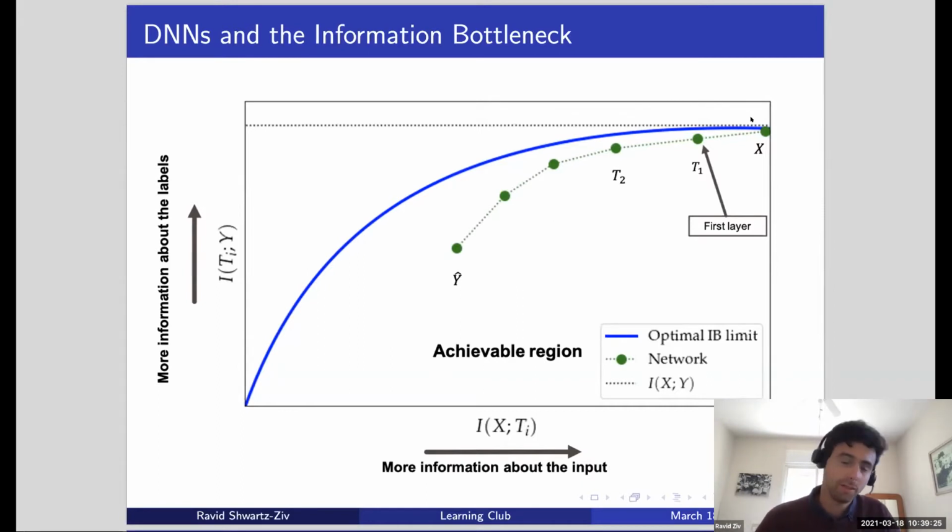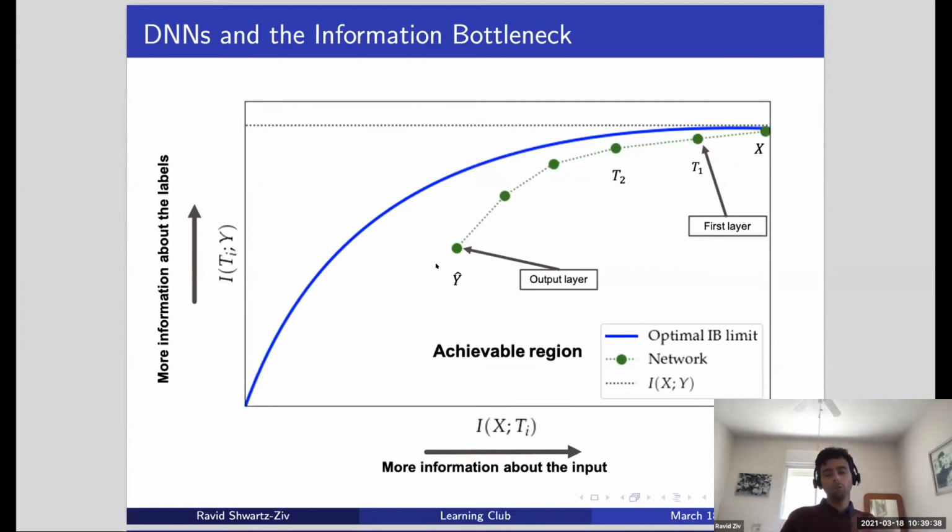So, for example, this is a network with five layers, and this is the first layer in the network, and this is the output layer in the network. And we know from the data processing inequality that the information along the network can only decrease. And now we can look at how the different layers look in this information plane during the learning, for example. Questions?